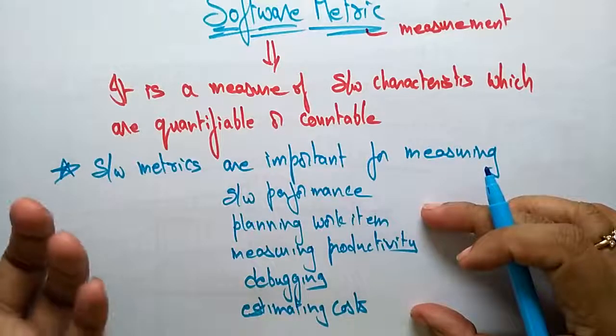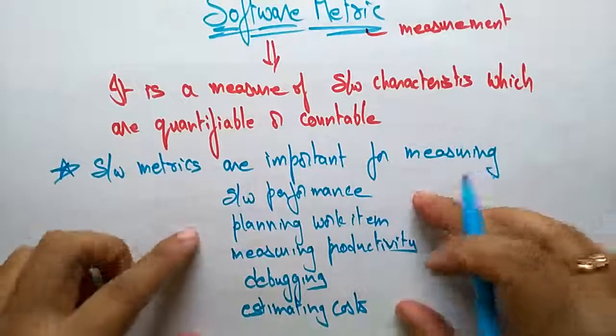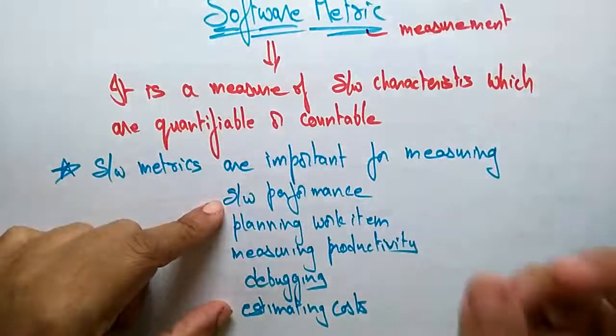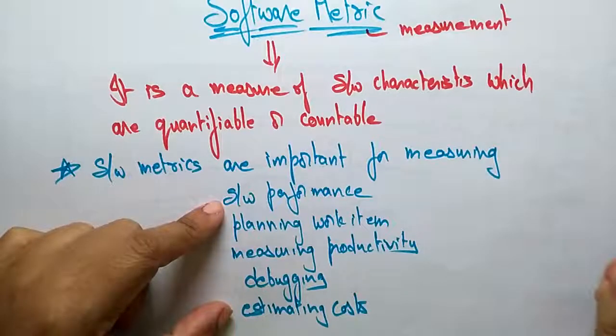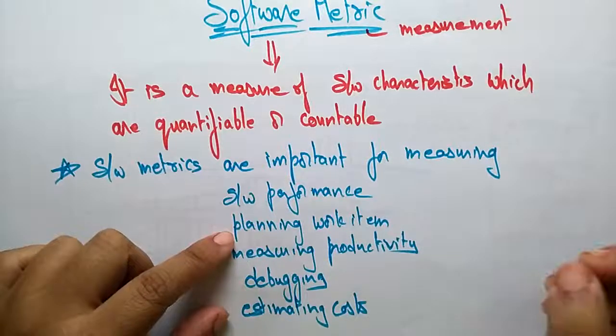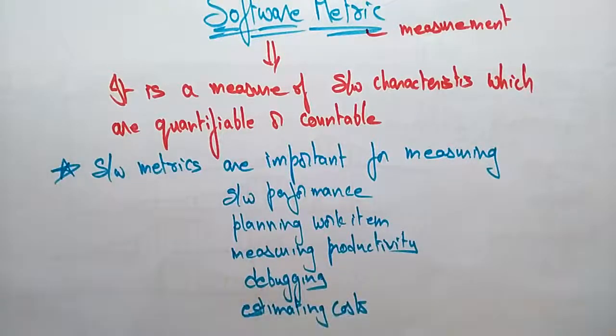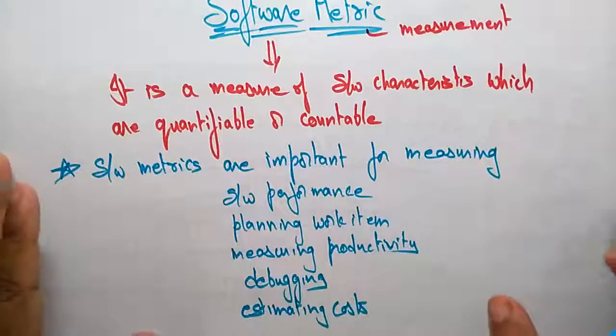Whatever software you have taken, if you want to measure it, you have to consider these important measuring points. You have to measure the software performance, that is, what is the performance of the software that you're using, and also planning work items, measuring productivity, debugging, and estimating cost. All these are important for measuring software metrics. These components are valuable for both developers and development team leaders.